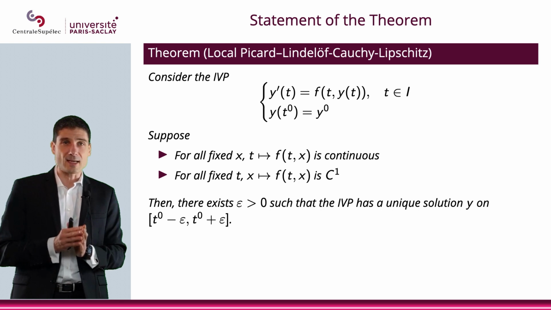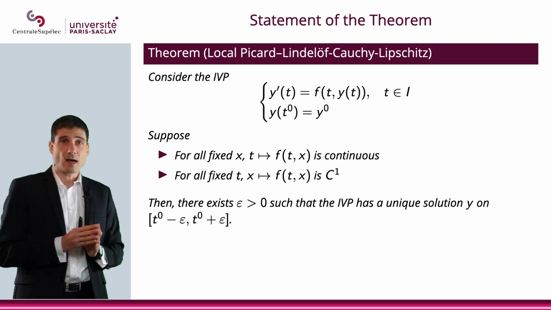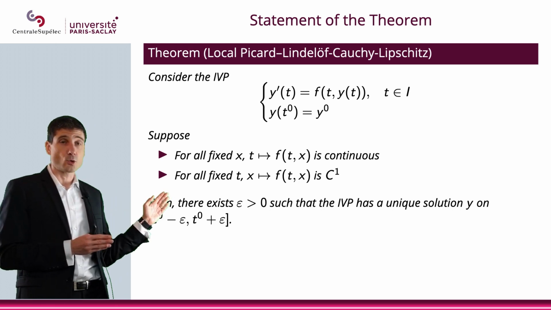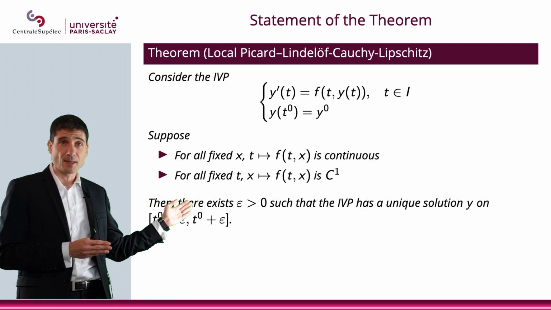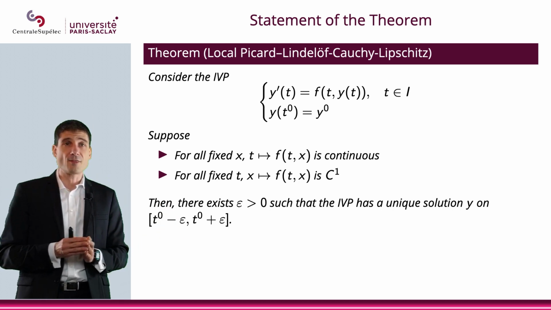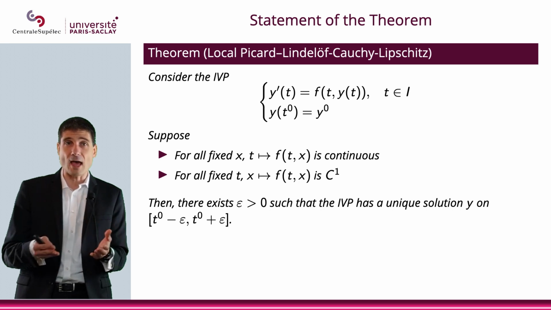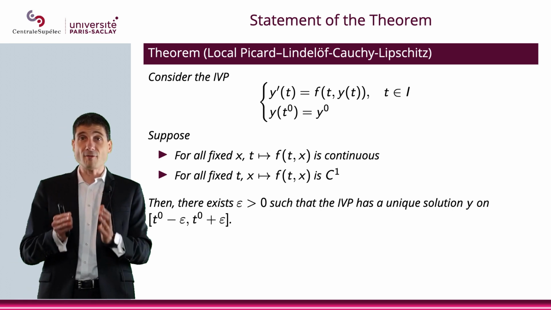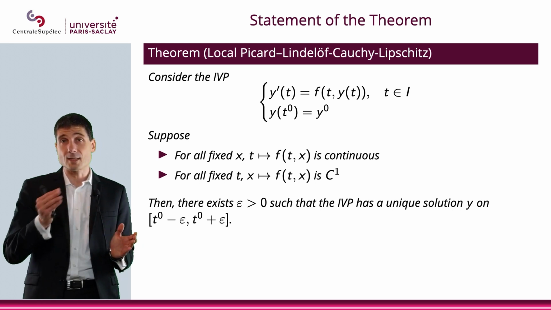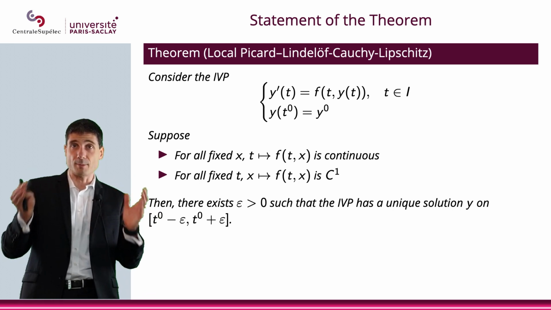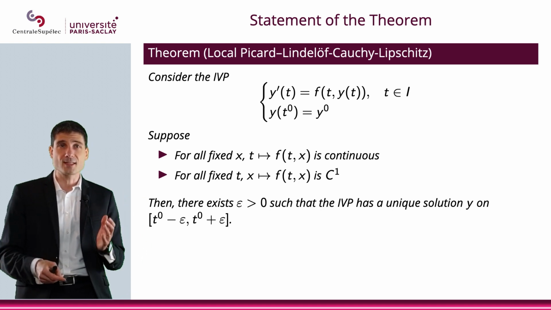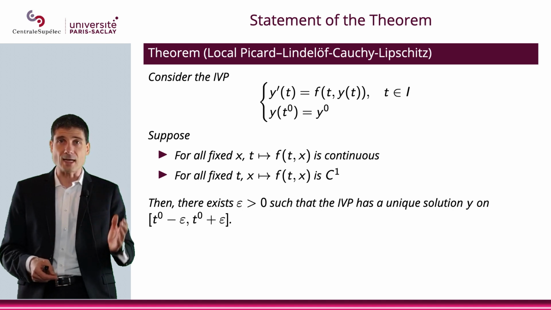Now, what the theorem states is that if I have an IVP and I have two properties, which is continuity with respect to the first variable and C1 with respect to the second variable, then there exists a positive epsilon, such that the initial value problem will have a solution on t0 minus epsilon, t0 plus epsilon. On that interval, there will be a solution. And on top of this, it will be a unique solution. This is what the theorem states.